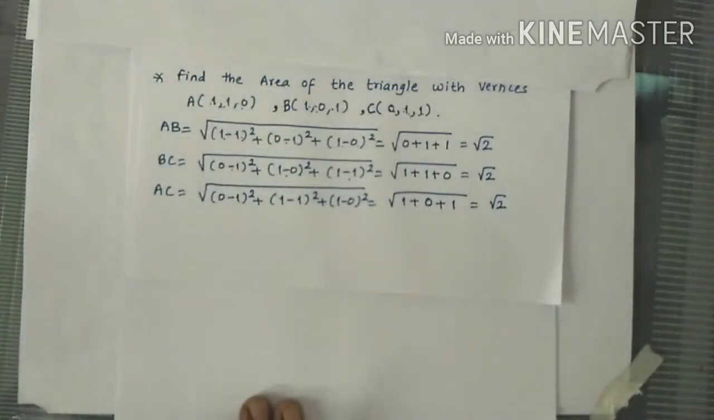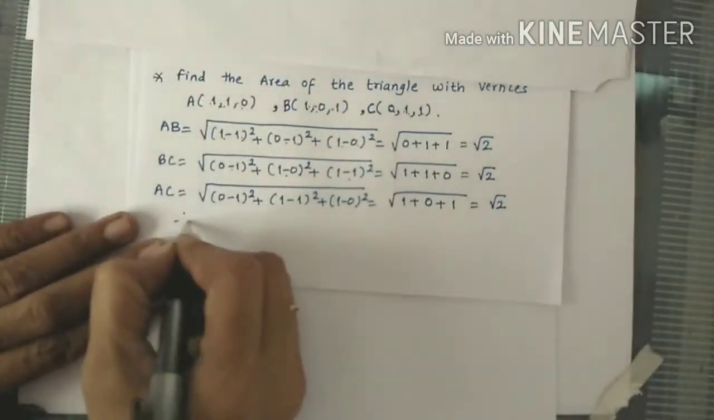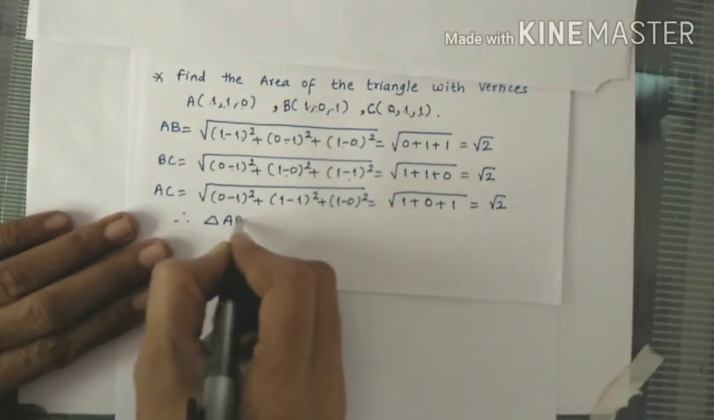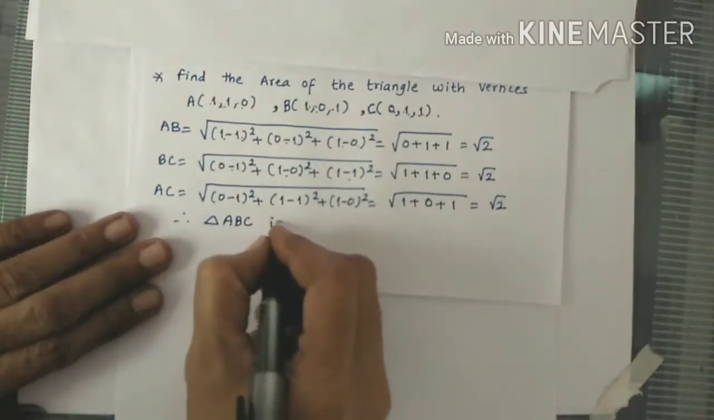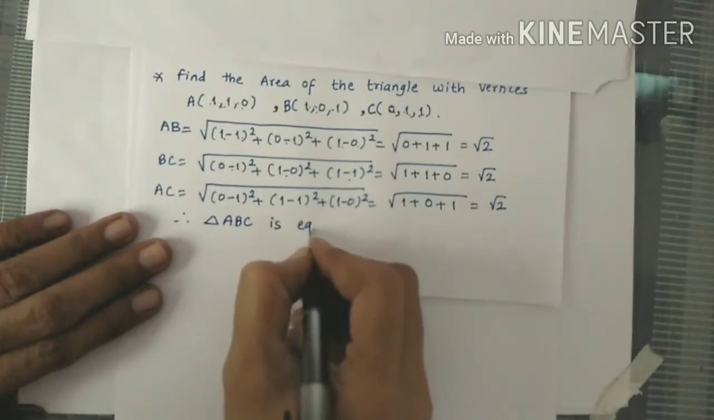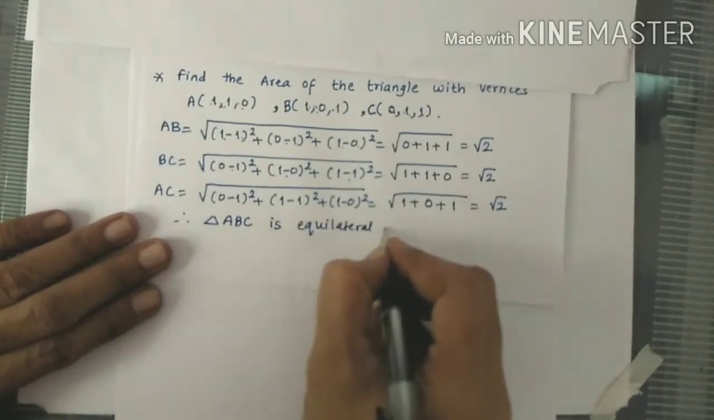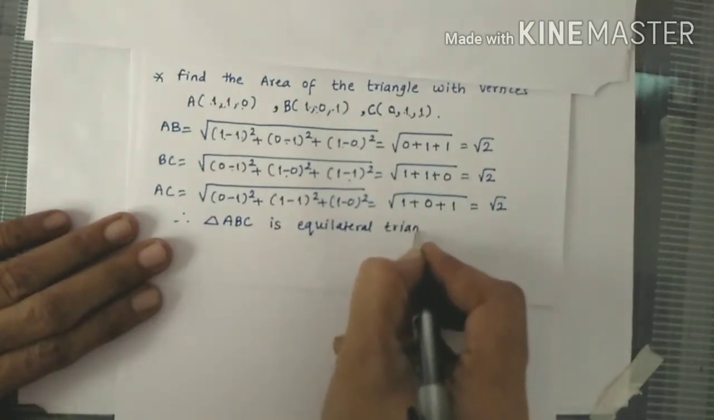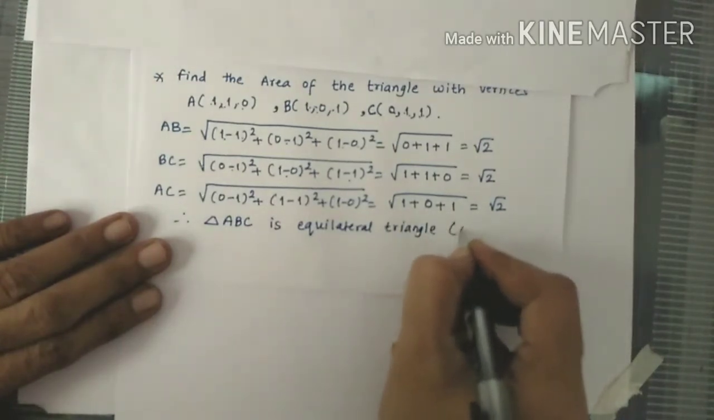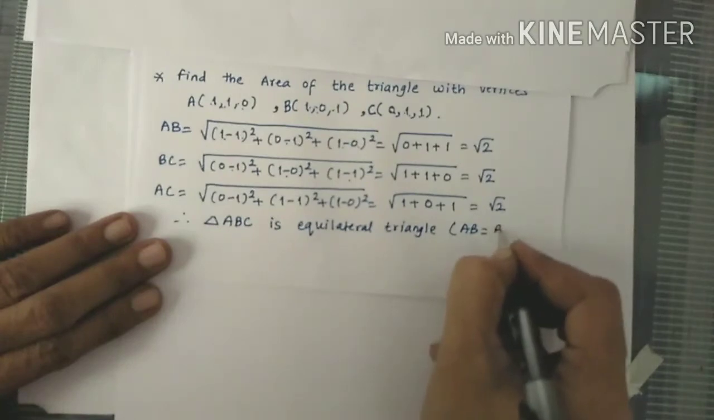So all the three sides are equal. Therefore, triangle ABC is an equilateral triangle. Triangle ABC is an equilateral triangle as AB equal to BC equal to AC.